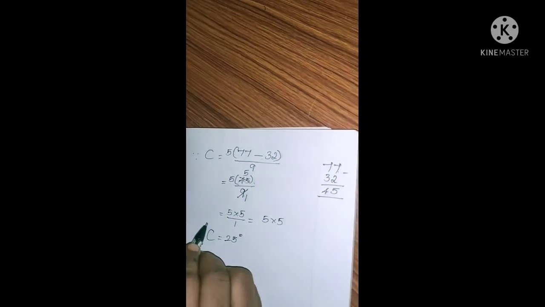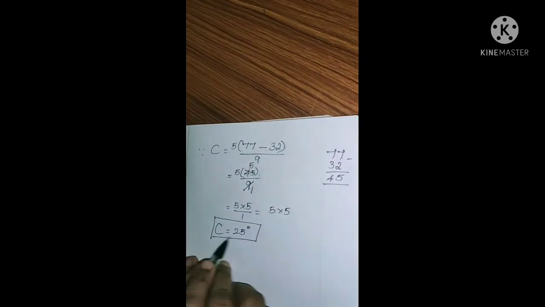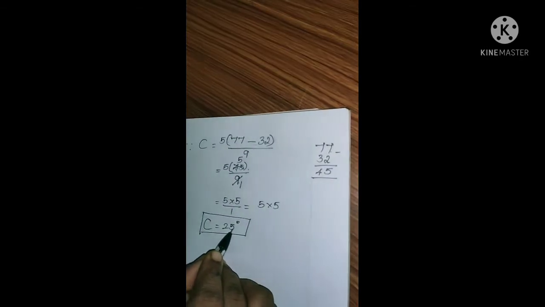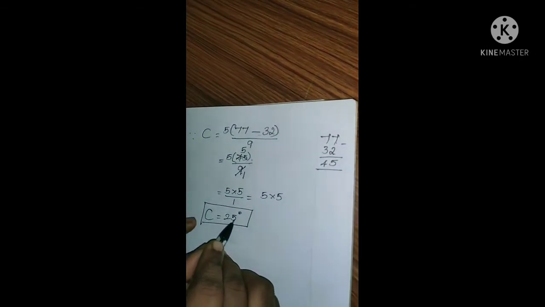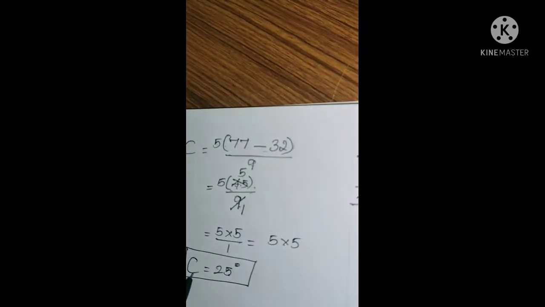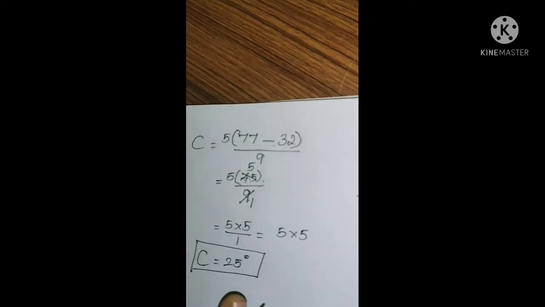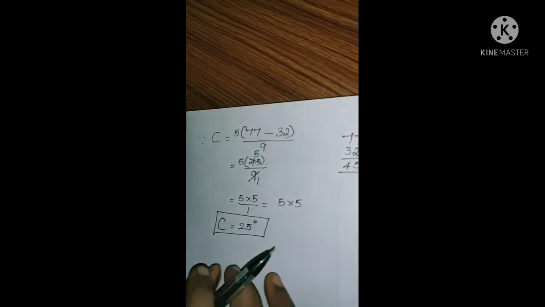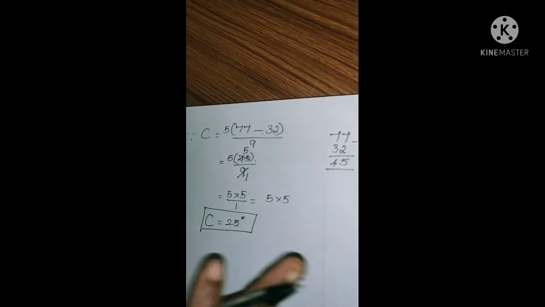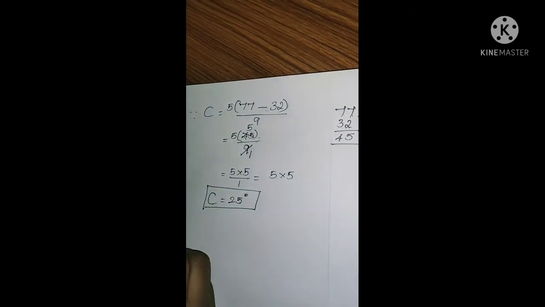What's the value for C now? 25. So if F is equal to 77 degrees Fahrenheit, that is equal to 25 degrees Celsius. So now we have converted 77 degrees Fahrenheit into Celsius. What's the value for Celsius? 25. If you know the formula, you only have to substitute the F value there and get the answer. That's all.